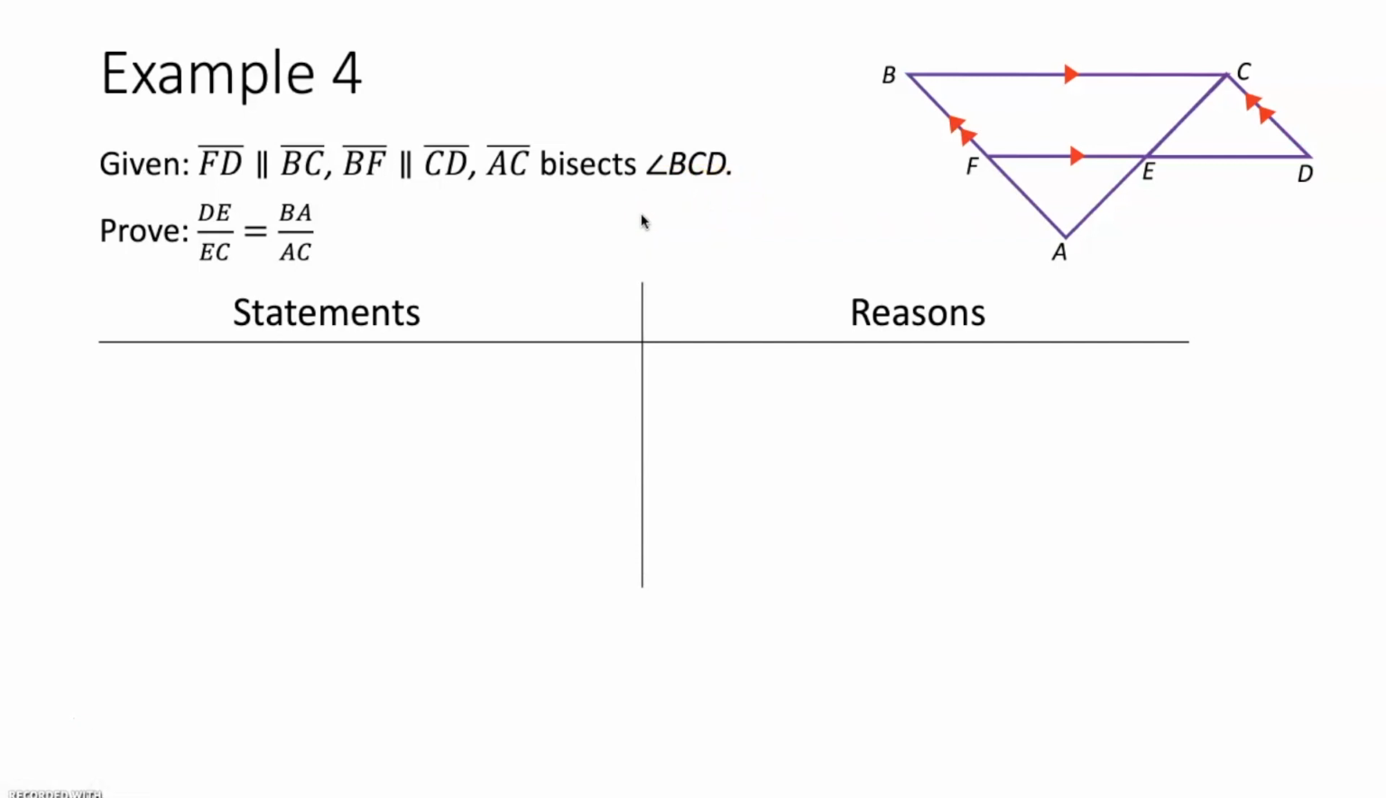So we can move on to the second step in a geometric proof, which is to state the given. So the given is that segment FD is parallel to segment BC, segment BF is parallel to segment CD, and segment AC bisects angle BCD. The reason for that, it's given.